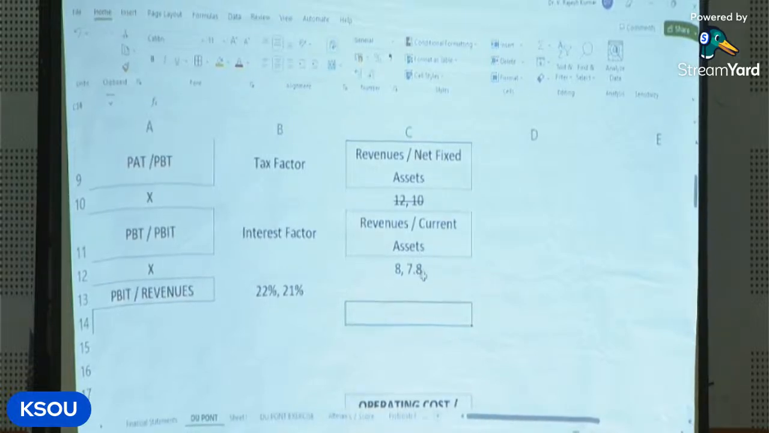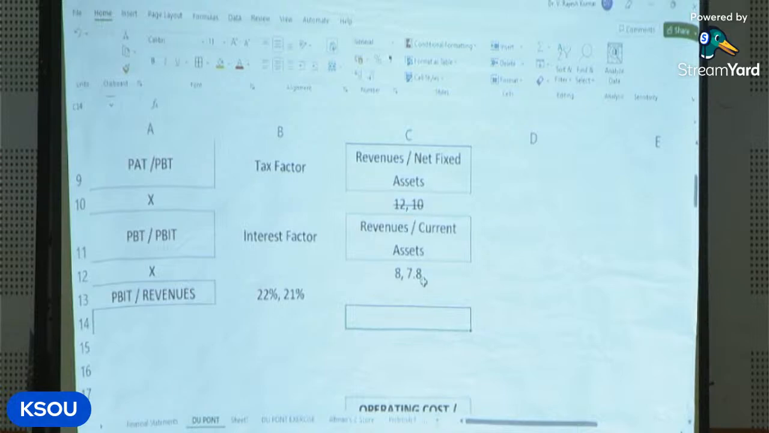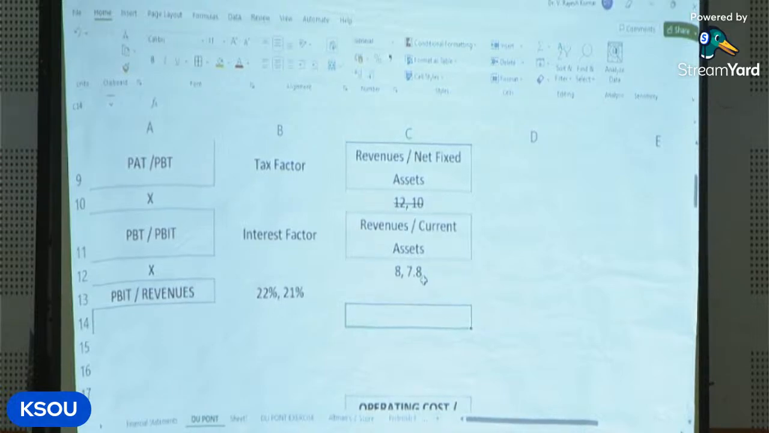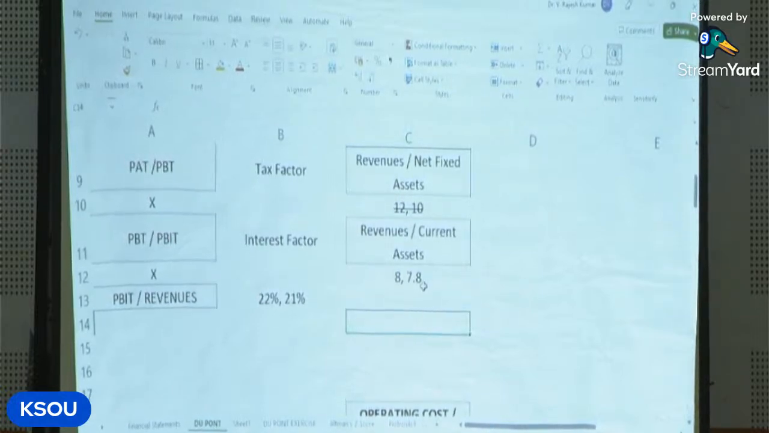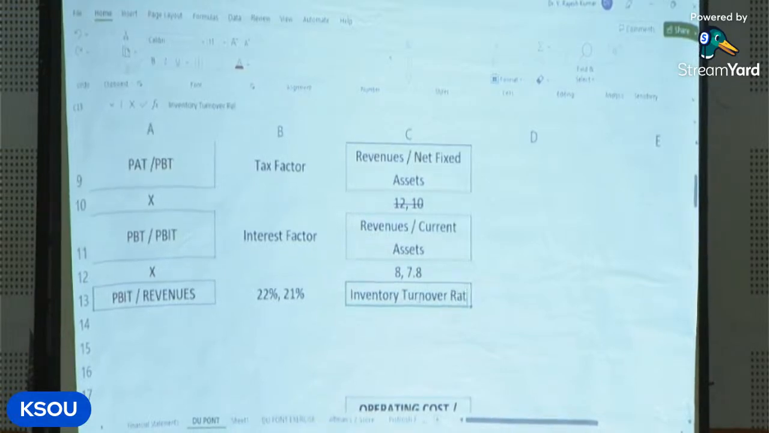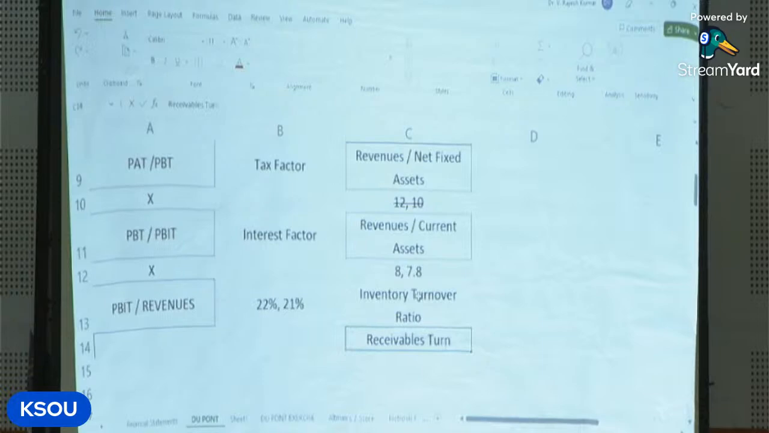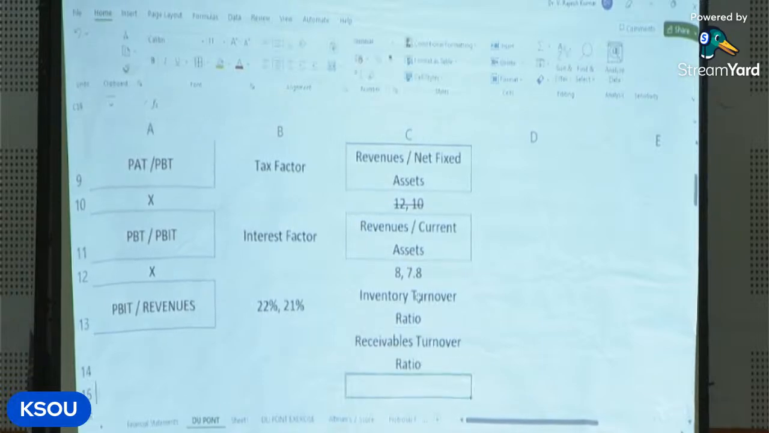Now how to decompose this, how to find out which current asset? What does current assets include, sir? Cash, but more importantly, inventory and receivables. So what we do, we calculate the inventory turnover ratio and the receivables turnover ratio. How to calculate, the formula? I presume we know.